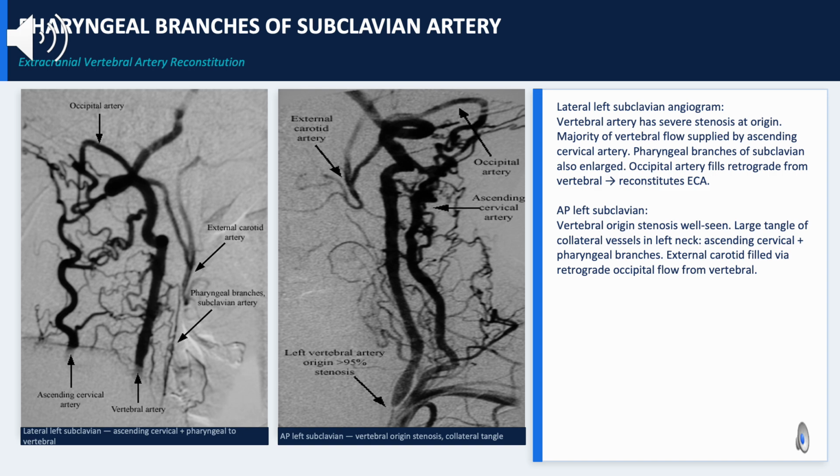In vertebral stenosis, pressure is higher in the occipital ECA territory than distal to the stenosis, so flow reverses and provides antegrade vertebral supply. Recognize this pattern. Retrograde occipital to vertebral is a reliable indicator of vertebral origin stenosis or occlusion.